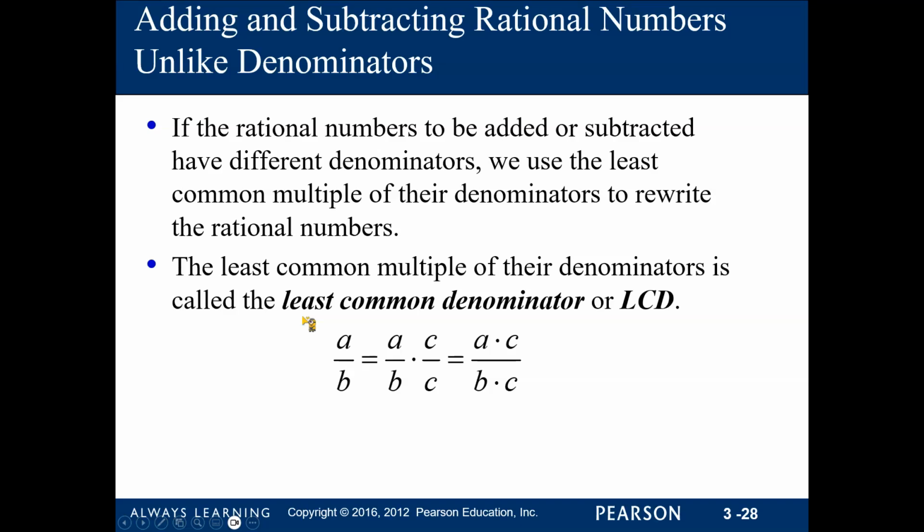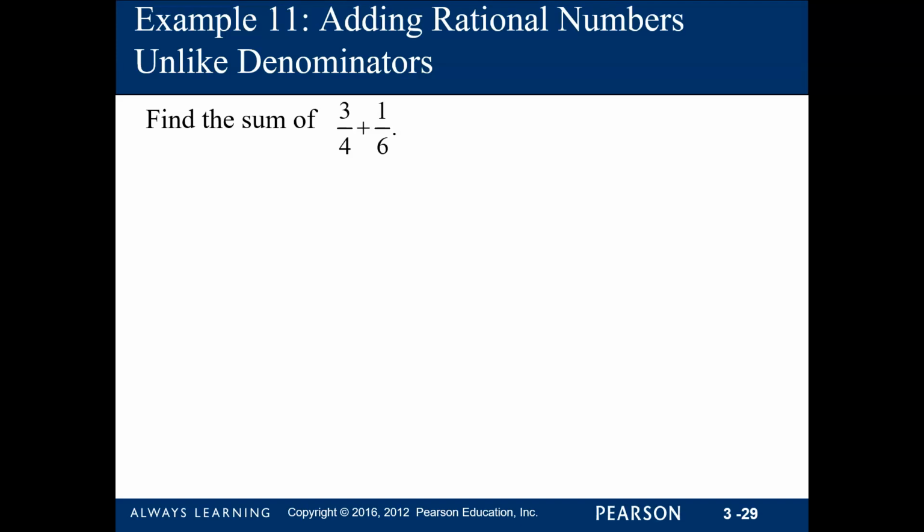For us to be able to do that, we're going to use our skill on finding the least common denominator or the least common factor. So let's have this example here. We have 3 over 4 plus 1 over 6. We cannot add them because they have different denominators. So how are we going to do this?